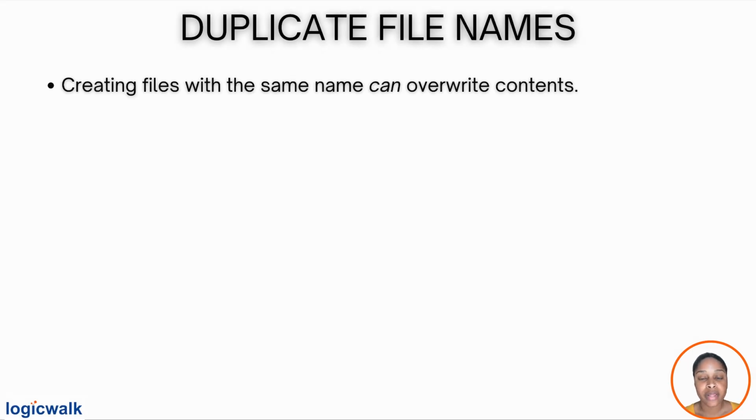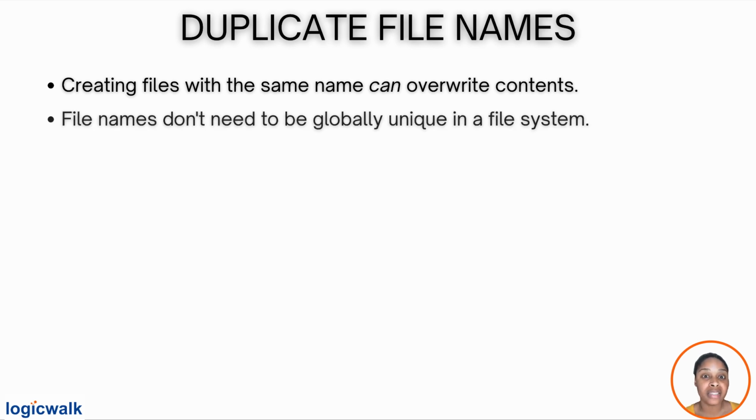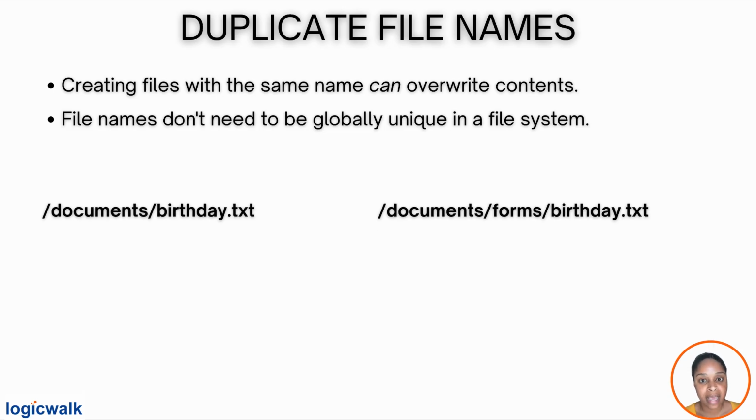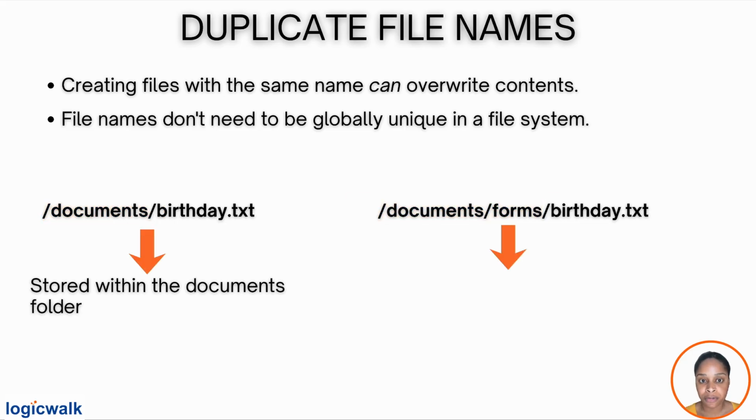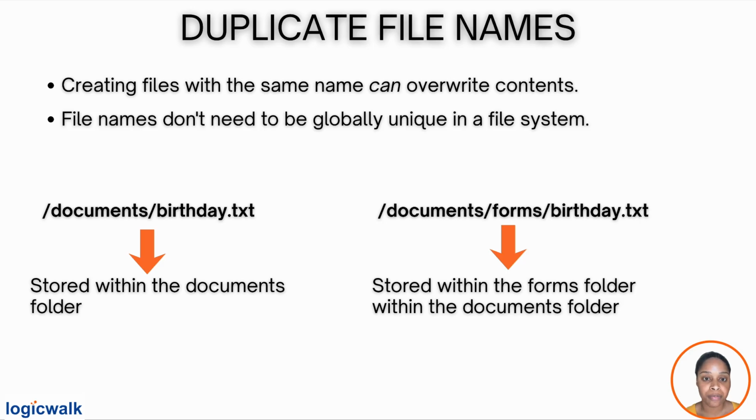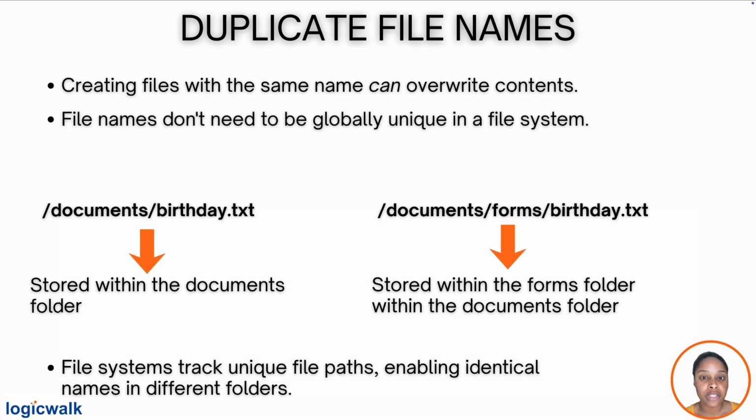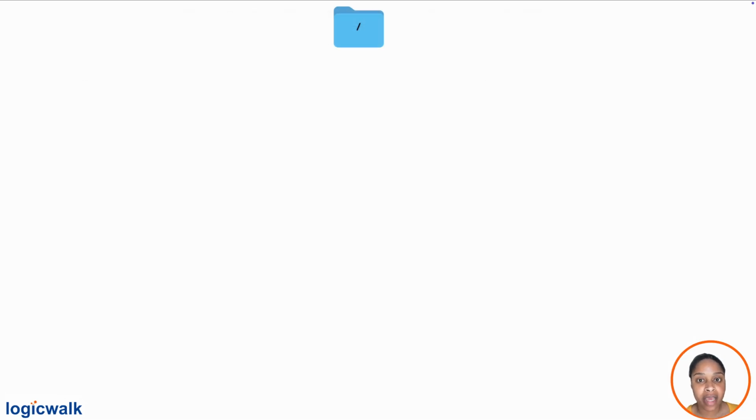In our last lesson, we saw that creating a file with the same name as an existing one would overwrite its contents. However, when using a file system, file names no longer need to be globally unique. For example, consider these two paths. Both text files share the same name, but they are stored in different locations. One is inside the Documents folder and the other is inside the Forms folder, which lives within Documents. The file system keeps track of each file's unique path, allowing files with the same name to exist in separate folders. Let's take a closer look at how this helps us stay organized.